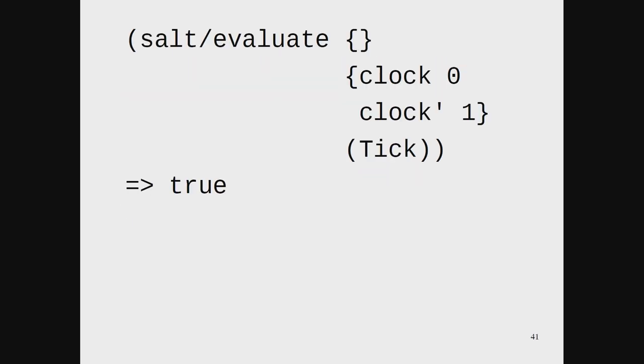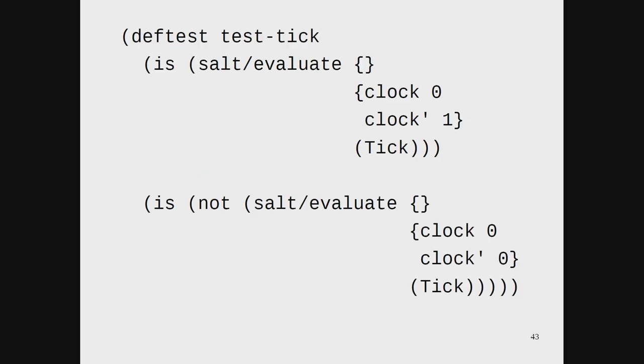So again, I can ask Salt to evaluate that, and now I define two variables in my state map, clock and clock prime, and I ask what is the value of tick, and it says it's true. If I set both clock and clock prime to 0, it says false. That's not valid.